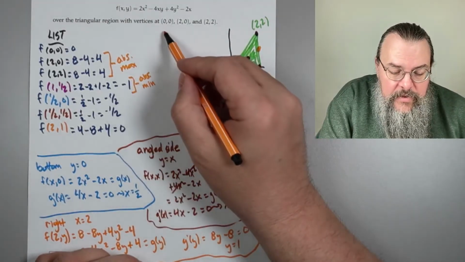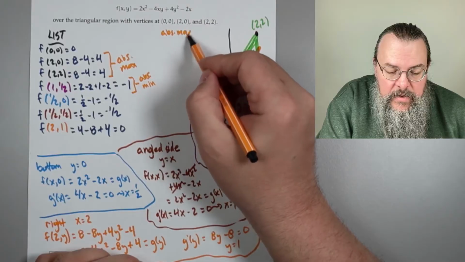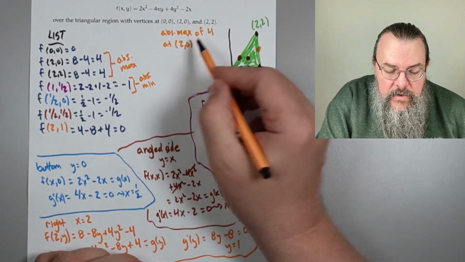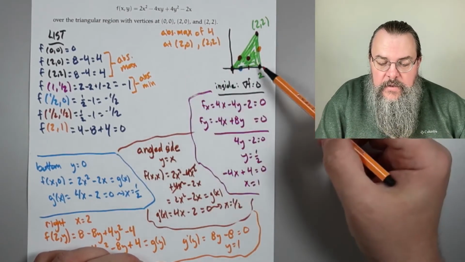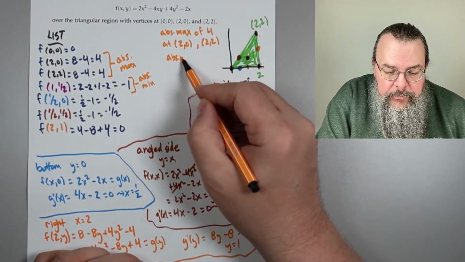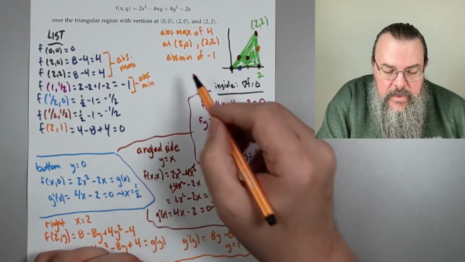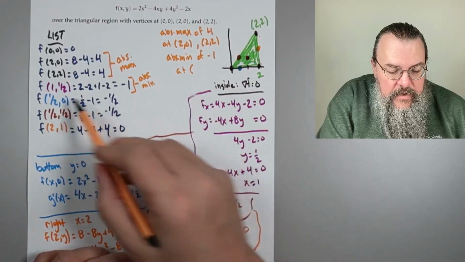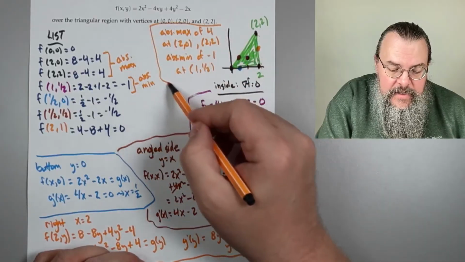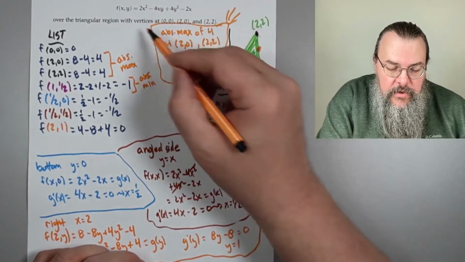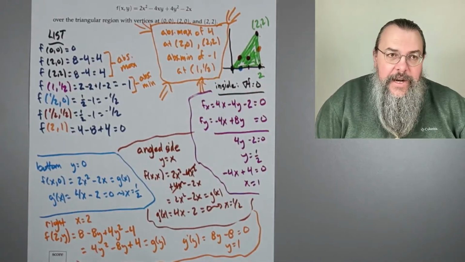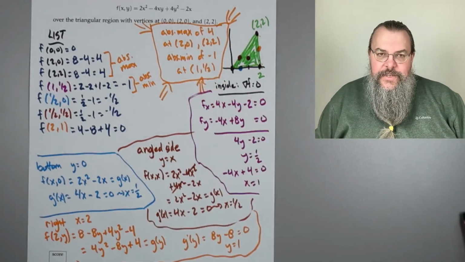And so we can say absolute max of 4 at 2 places, 2, 0, and 2, 2. So in other words, we hit our max at these corners. Absolute min of minus 1 at 1, 1/2, which is this point on the inside. And that is our answer. We'll put little arrows so that the person grading it knows, because there's a lot of work here. They say, aha, yes, I see where the answer is. Good, good, good.